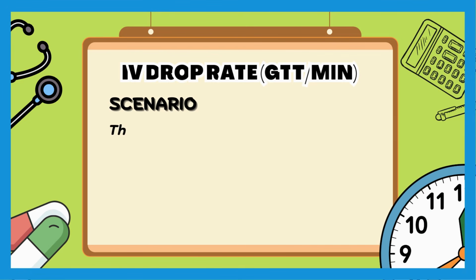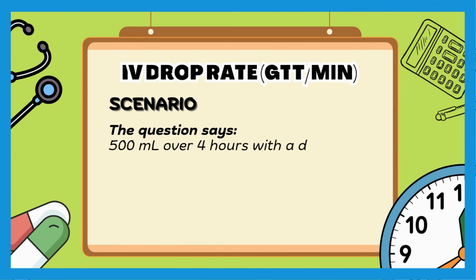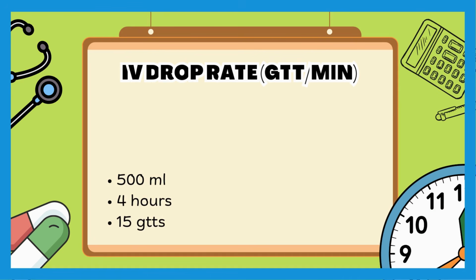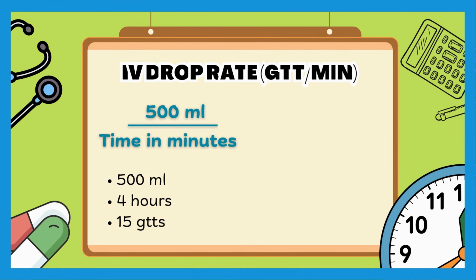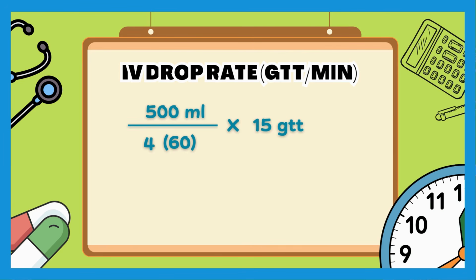Let's get the question. You have to give 500 ml over 4 hours with a drop factor of 15. Let's get the volume. The volume is how much? 500 ml, correct. Over time in minutes. Now you have time in hours. So we will put there 4 times what? 60. We want the minutes. Times the drop factor, which is 15. So here we have 500 over 240, I did the calculation for you, times 15. This is going to give us 31.